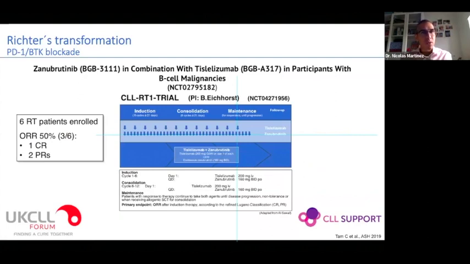And zanubrutinib is being combined with a PD-1 inhibitor of their own, tislelizumab, which is the BeiGene PD-1 inhibitor, and this is a trial that has been ongoing. It's only enrolling a few patients and showing an overall response rate of 50%. Very early data presented at ASH 2019 has not been updated so far, which is a bit suspicious, because it hasn't been updated in the subsequent ASHs. It's probably because the results are not great, but we'll see. We'll see what comes out of this trial as well.